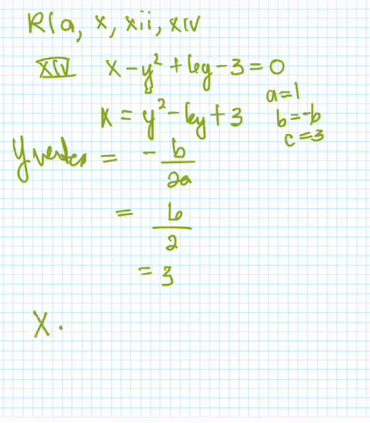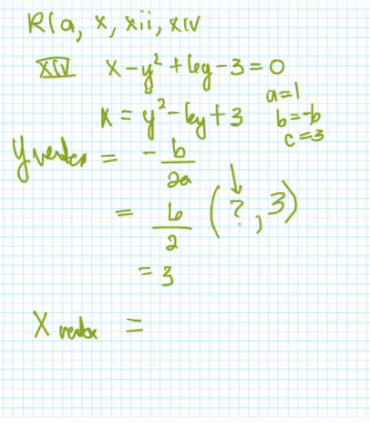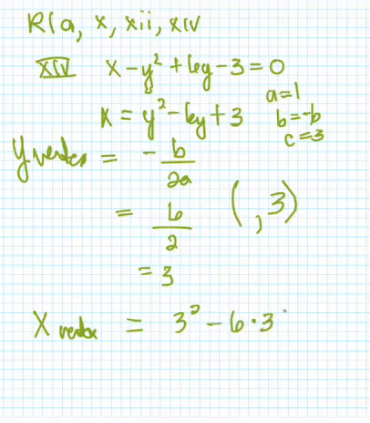So the x coordinate of the vertex, I don't have to work it out again, we're going to let y be 3, right? Because we know the vertex y is 3, and I don't know what x is. That's what I'm looking for, the x. So I have to plug and chug. The x coordinate of the vertex is going to equal 3 squared, because y is 3, so replace the y with the 3, minus 6 times 3, minus 3.